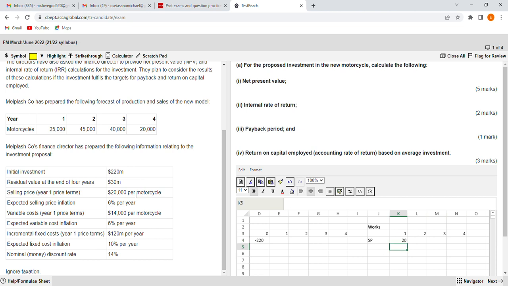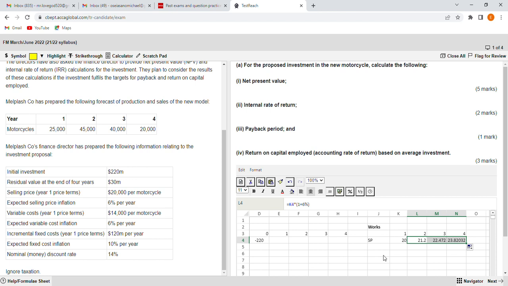So 20. Now the inflation started in year two. So equal to this 20 multiplying, you open the bracket, one plus the inflation rate, which is 6%. Then you close the bracket, you press enter. You drag it to year four. That's all. That's all you need to know.